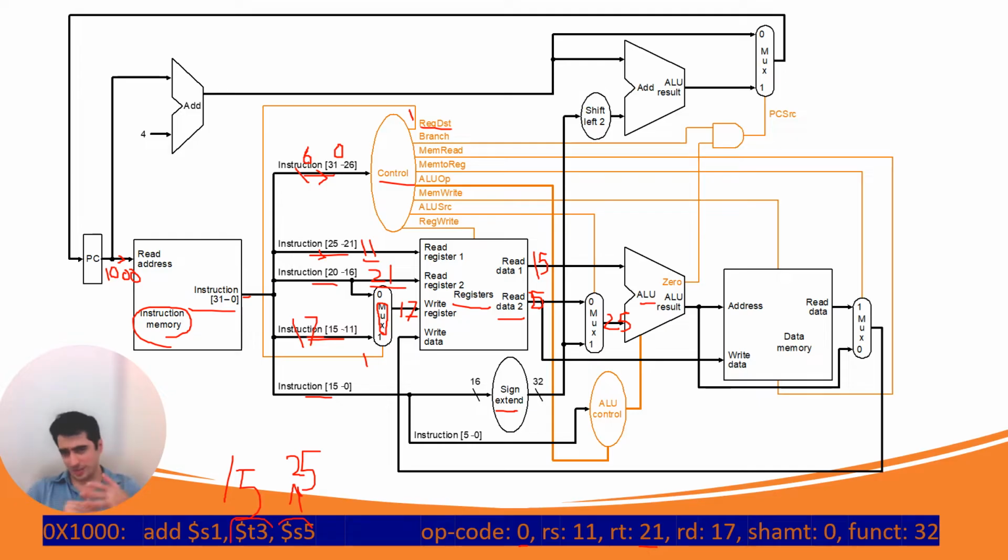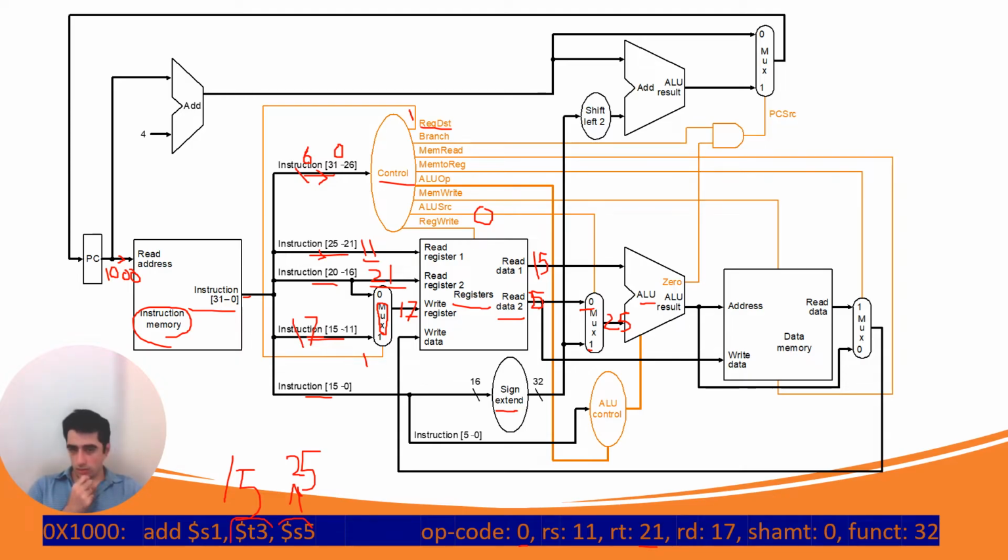But for I format instruction, we're not going to pick this output. We're going to pick the other one, which is coming out of ALU, which is selected by ALU source. So ALU source, which is going to be controlled by the controller, is going to be set to 0 when you have an R format instruction. In this case, we have add, so ALU source is going to be 0, right?